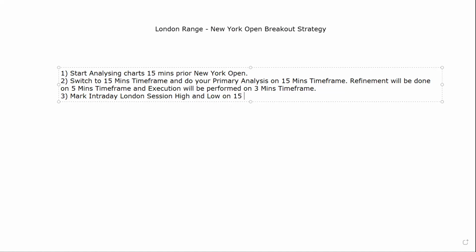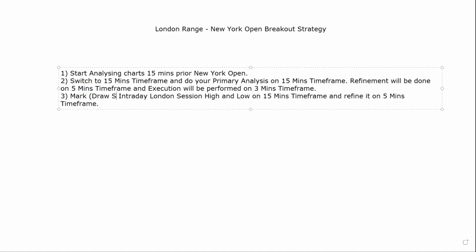Okay. On 15 minutes time frame and refine it on 5 minutes time frame. Now to mark intraday high, what I mean by mark is draw SR, support resistance line. Got it? Yep. Understand. That's what I mean by mark.